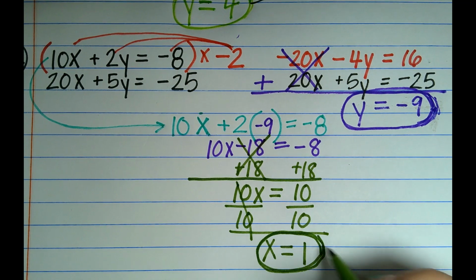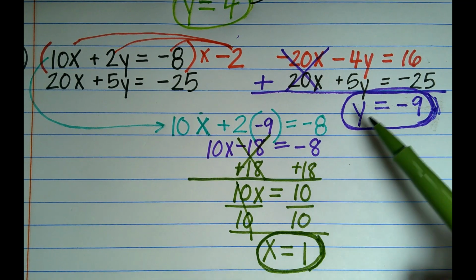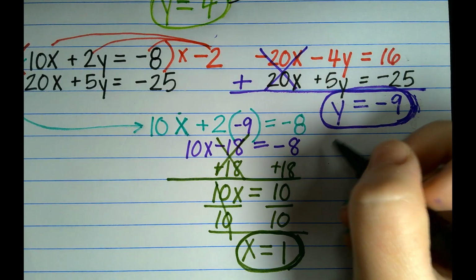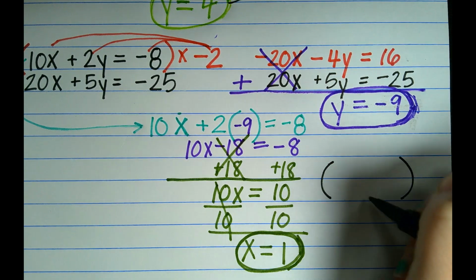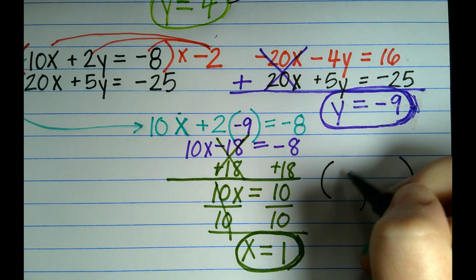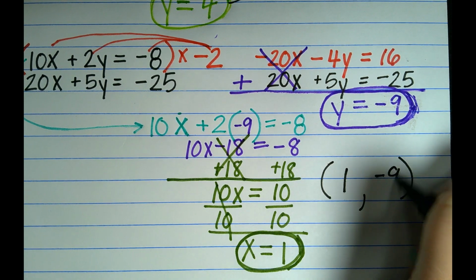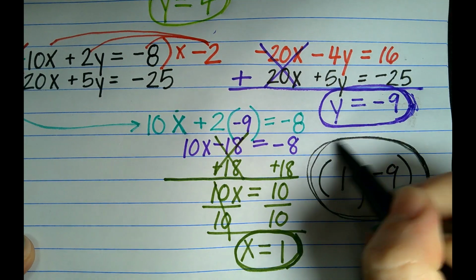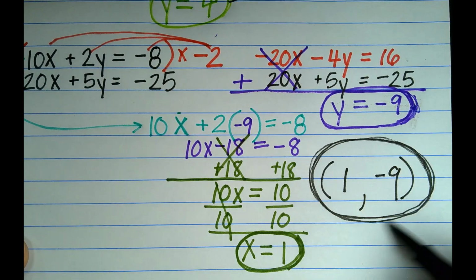There we go. X is 1, y is -9. So if we write this as a coordinate, 1, -9. There we go.